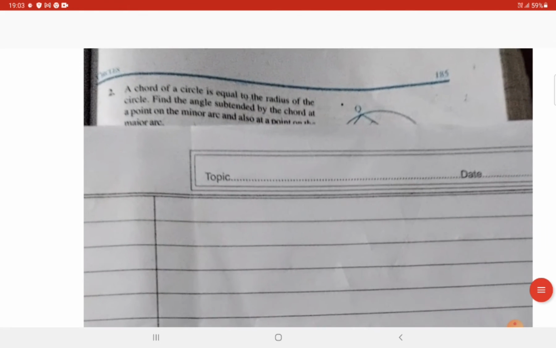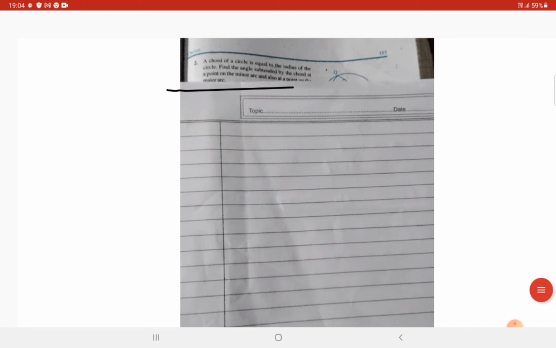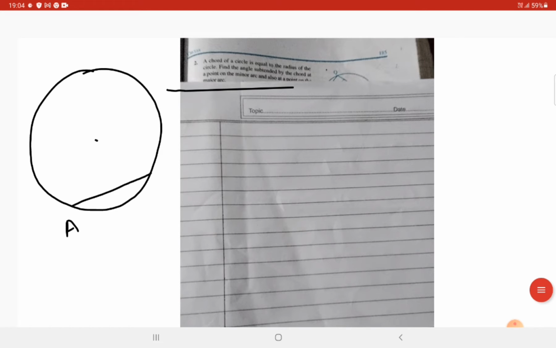See, a chord of a circle is equal to the radius of the circle. So, if you draw a circle, and let AB be a chord such that its length is same as OA and OB, which are the radii. So what is the length of AB? That will be the length of OA and OB. That means OA equal to OB is equal to AB.